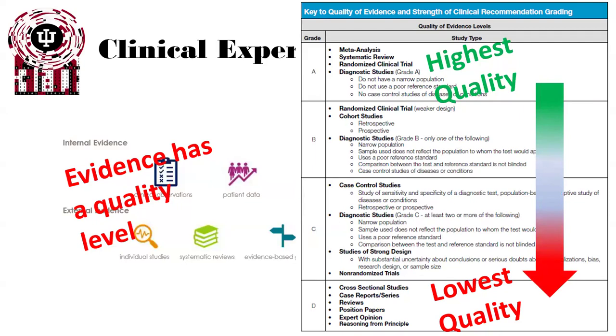Now you notice that they go from highest to lowest quality, A being at the top, with a systematic review, which makes sense. A meta-analysis or a systematic review is a way to analyze an average across a large number of studies. That means it has more subjects, more evidence suggesting what the true guidelines for treatment are, compared to just a single clinical trial.